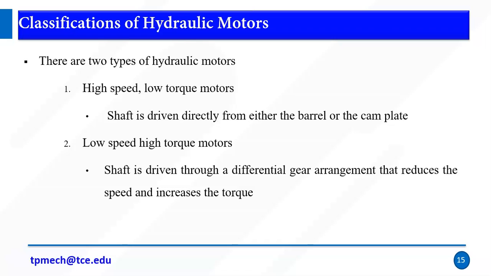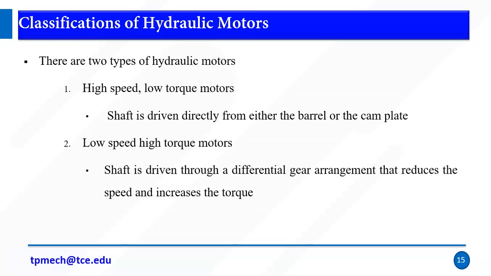So again, the classification of hydraulic motors. There are two types of hydraulic motors. One is high speed, low torque motors. Another one is low speed, high torque motors. Right, so high speed low torque motors means the shaft is driven directly from either the barrel or camshaft. So the shaft is directly driven. Low speed means we use some differential gear or timing gear. So the shaft is driven through the differential gear arrangement that reduces the speed and increases the torque.